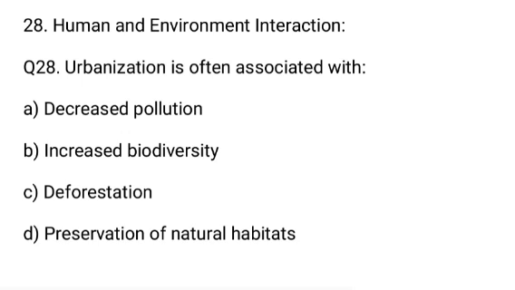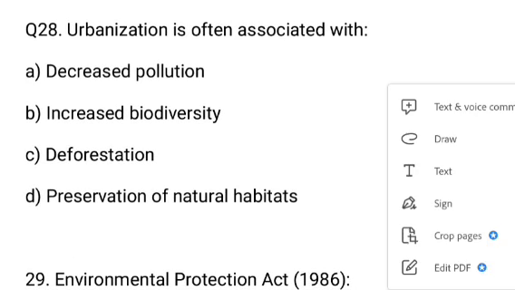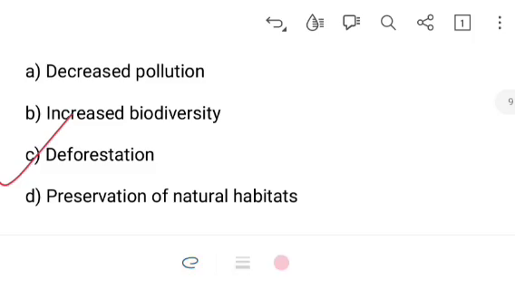Then 28, human and environment interaction. So this is the topic, and the question is, urbanization is often associated with what? Decreased pollution, increased biodiversity, deforestation, preservation of natural habitats. It will be deforestation, related to option C.